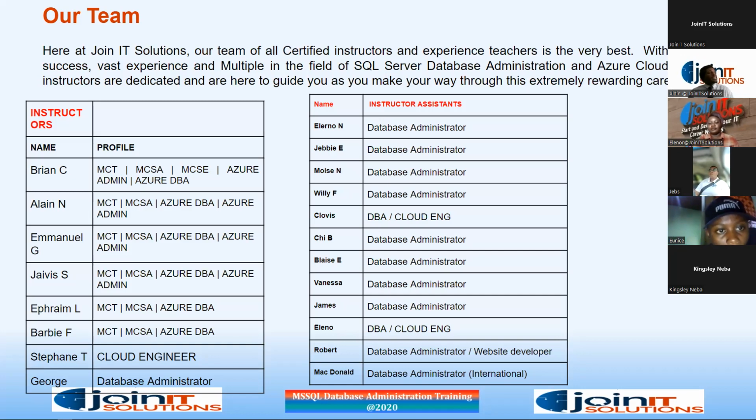As you can see on the right-hand side, we have our instructor assistants, and you've heard from some of them. You've already heard from Elena, and you're going to be hearing from more of them as we move forward in this training. But we have Miss Elena, we have Mrs. Jebby, we have Moise, who is the Senegalese guy, which Brian mentioned. We have Willie, we have Clovis, we have Mr. Chi, we have Bless, we have Vanessa, James, also known as JT, another Elena, we have Robert, and we have McDonald. McDonald is a very interesting one, and we're going to talk about him later again as we move forward.